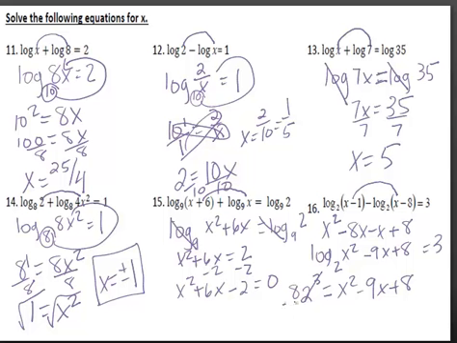So I would subtract 8, be left with 0 equals x squared minus 9x. So then I would factor out the x. So x times x minus 9 equals 0. So x is equal to 0, and x is equal to 9.